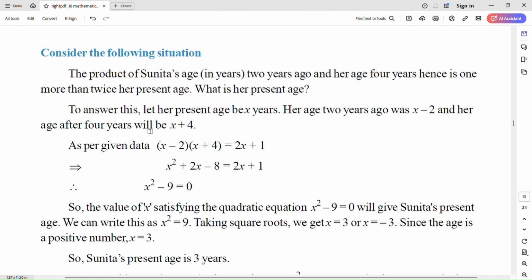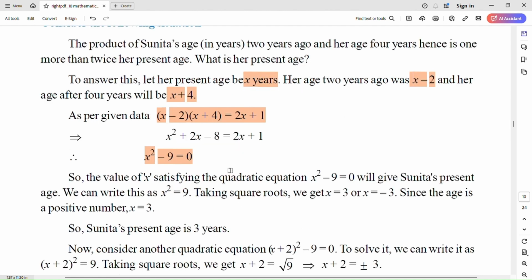Let her present age be x years. Her age 2 years ago is x minus 2, and her age after 4 years will be x plus 4. So x minus 2 into x plus 4 equals 2x plus 1, which is one more than twice her present age, right? So this is the equation you form, and finally you get this quadratic equation.